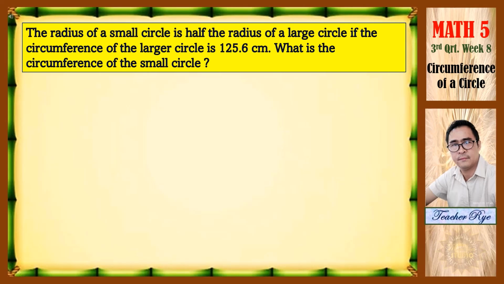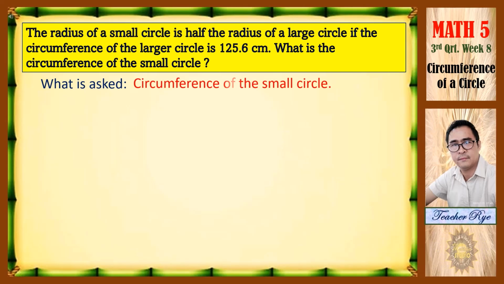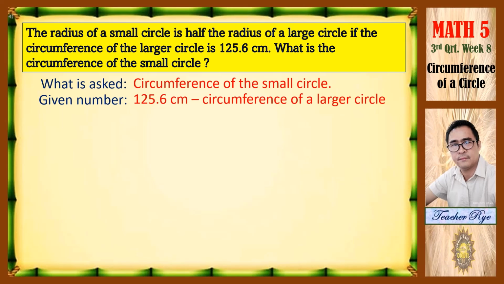Let us analyze the problem. So, what is asked? The circumference of the small circle. And what are the given numbers? 125.6 cm. That is the circumference of the larger circle.